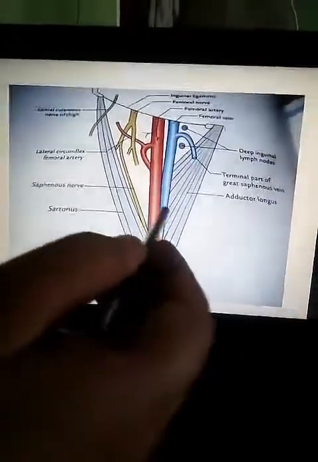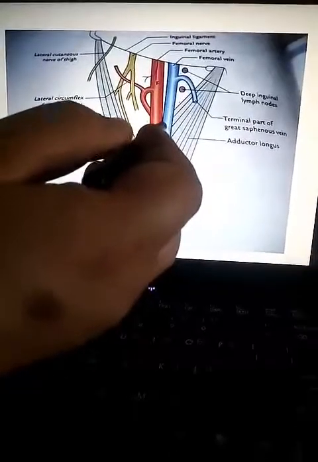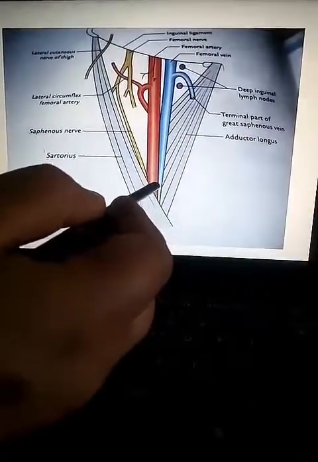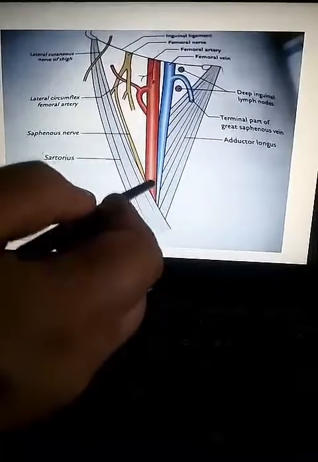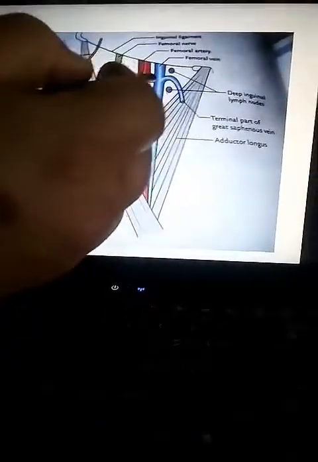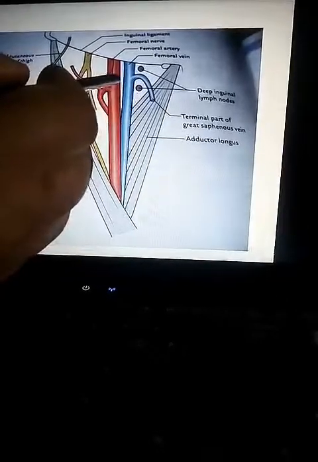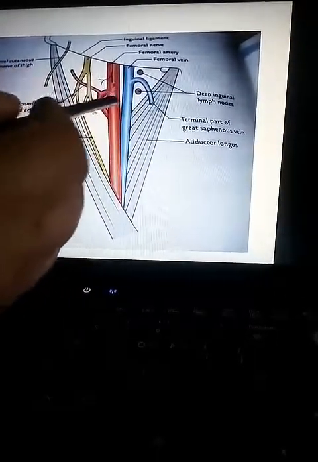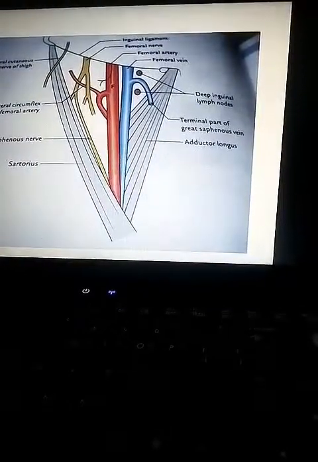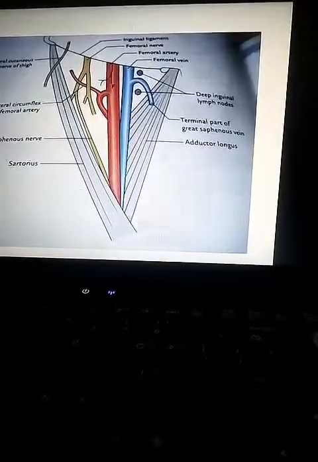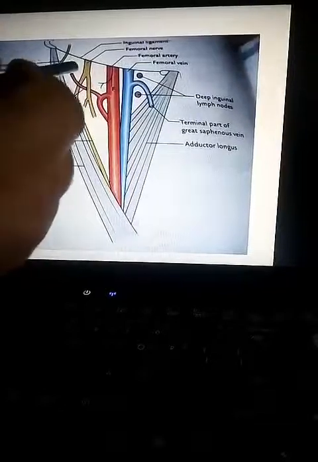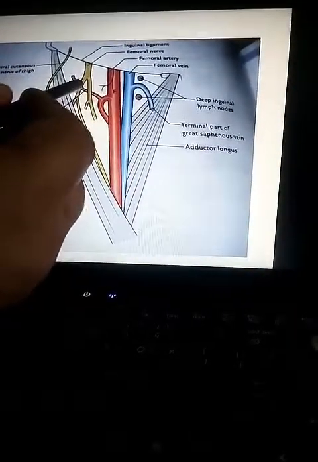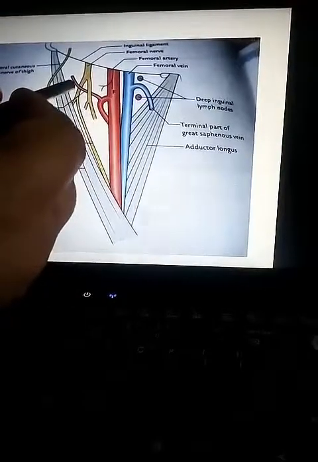The femoral vein accompanies the femoral artery. The vein lies posterior to the femoral artery at the apex and medial to the artery at its base. It receives the great saphenous vein and profunda femoris vein and veins corresponding to the superficial branch of the femoral artery.